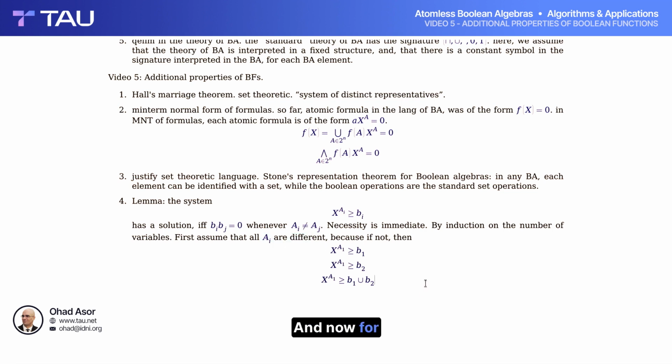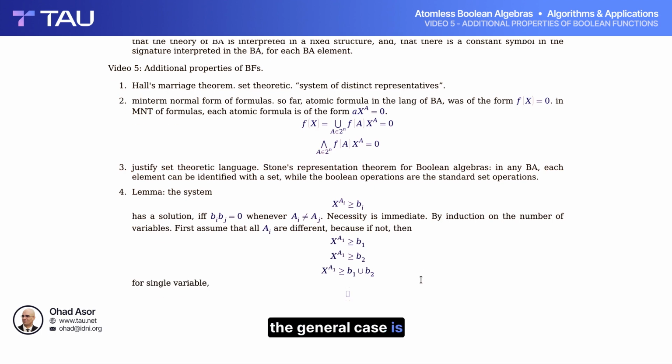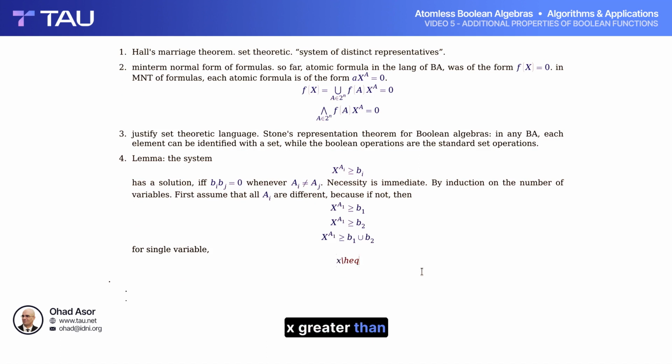And now for a single variable, we proceed by induction. So that's the base case of the induction. The general case is X greater than B1 and X prime greater than B2. And we can see that the solution is immediate.